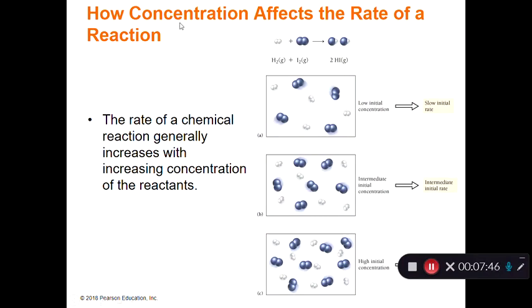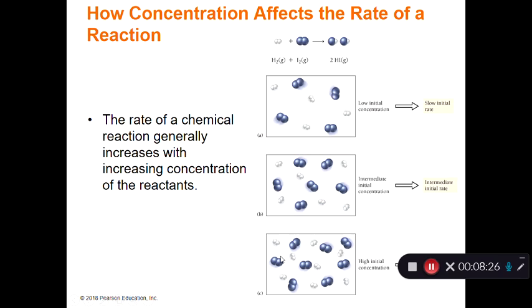I'm going to explain how concentration affects the rate of reactions. Assume that we have these two reactants, hydrogen and iodine. They are going to make HI. So as you see here, if we have low initial concentration, we have only, for example, 4 hydrogen molecules and 4 iodine molecules. The collisions between them may happen, but look here, we have enough space, and they need to move and collide with each other.